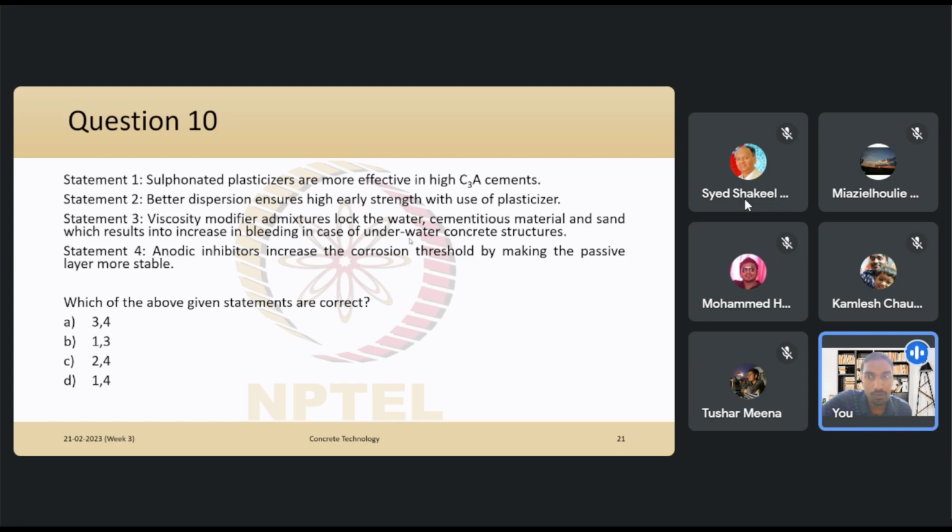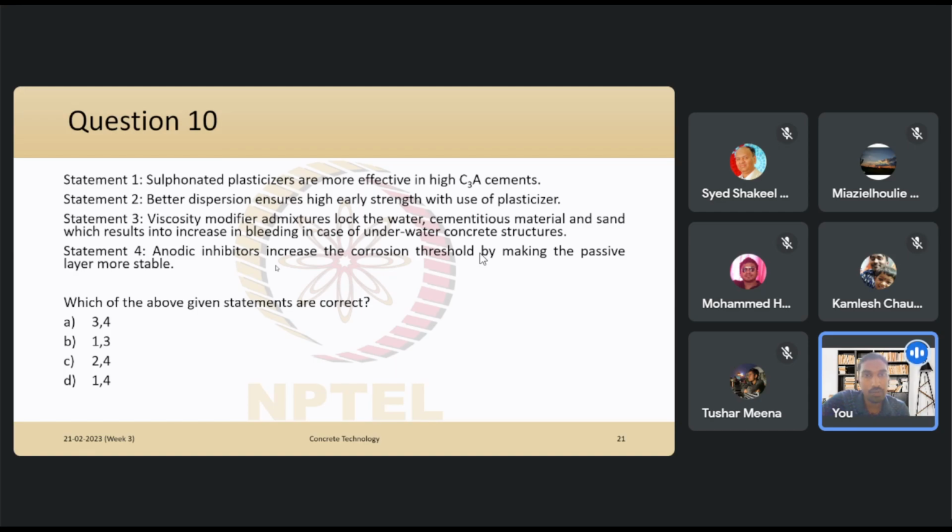And statement 4 is about the corrosion inhibitor. So anodic inhibitors increase the corrosion threshold by making the passive layers more stable, right? So that is true, that's how the anodic inhibitors work, right? So this passive layer, what is that? These anodic inhibitors are going to produce some oxide layers like ferric oxide, right? So that is going to cover your metal surface, right?